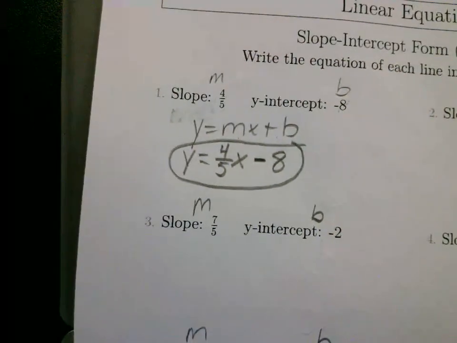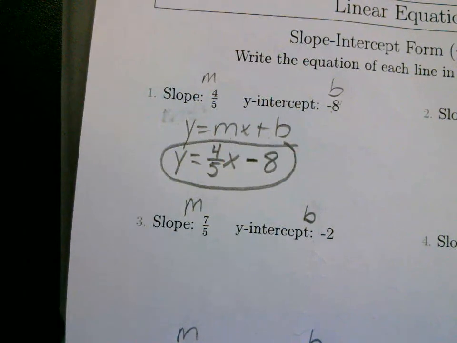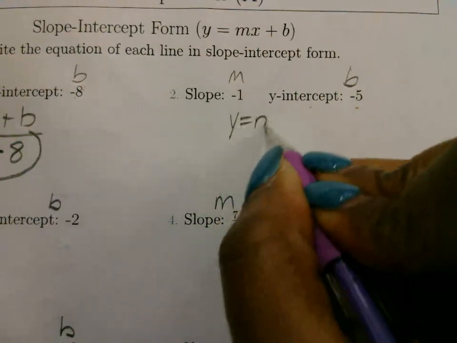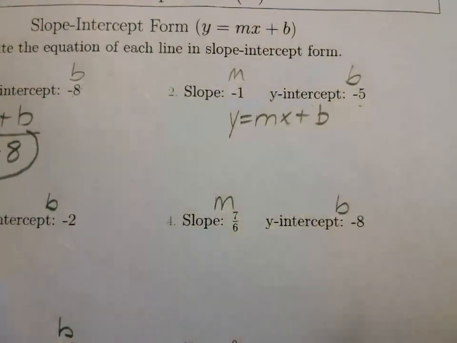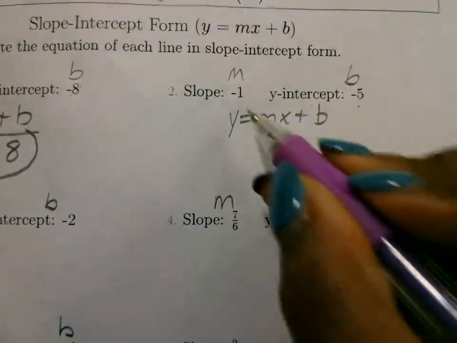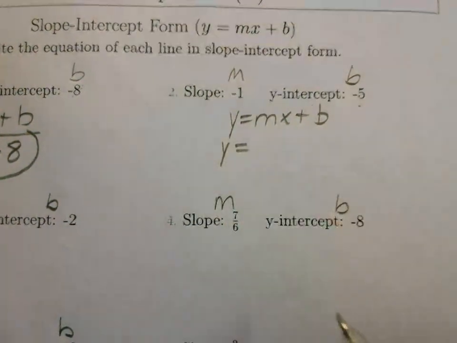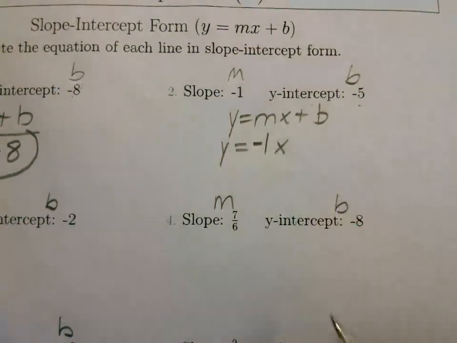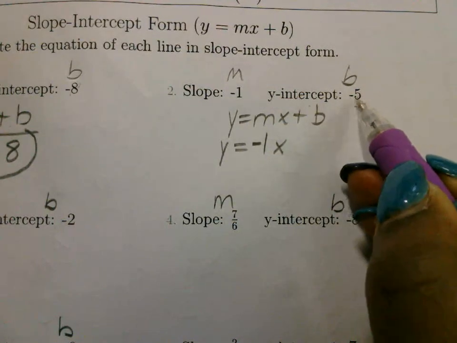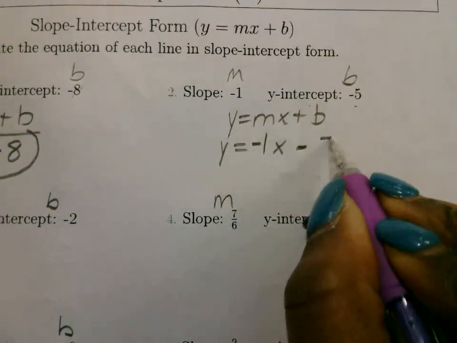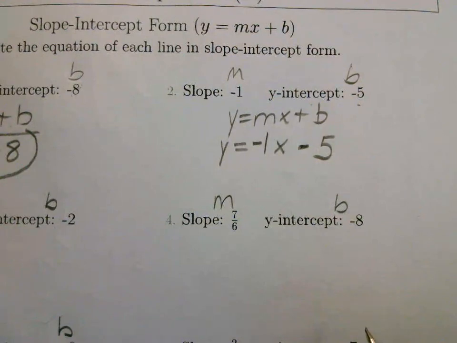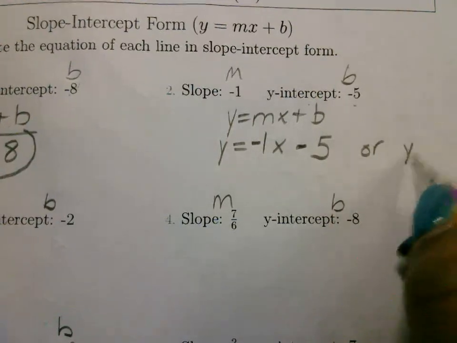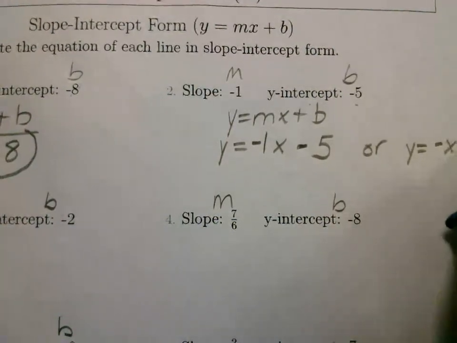Number 2, we're going to do the same thing. Raise your hand if you're still writing. We're going to write it in the slope-intercept form. Slope-intercept form is y equals mx plus b. We're going to write y equals, my m is negative 1, x, my b is negative 5. So that's minus 5. I can write that, or I don't have to write the 1. I could write it as y is equal to negative x minus 5.